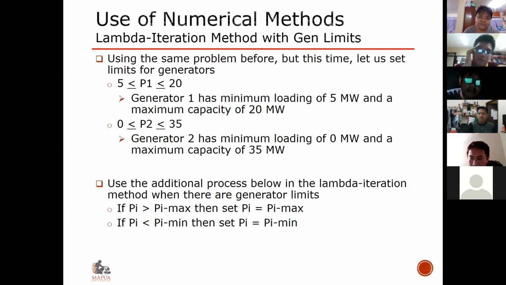Okay? Now, pagka may limit, ito yung next na constraint. Okay? May constraint. Sabi, generator 1 has a P-min of 5 megawatts and a P-max of 20. Ano po ba yung P-min?